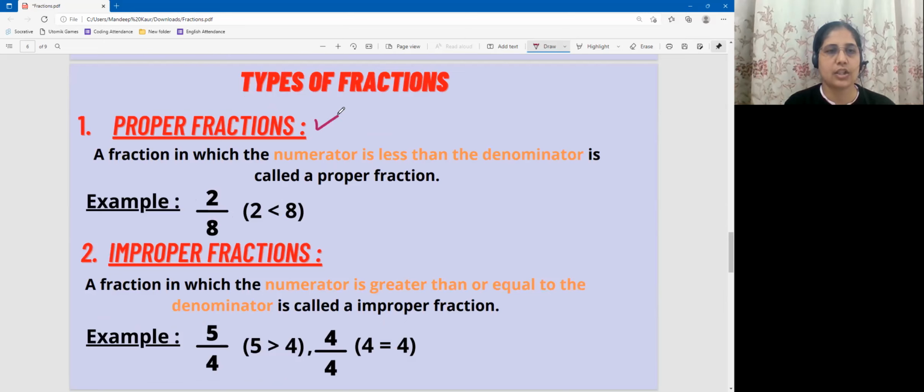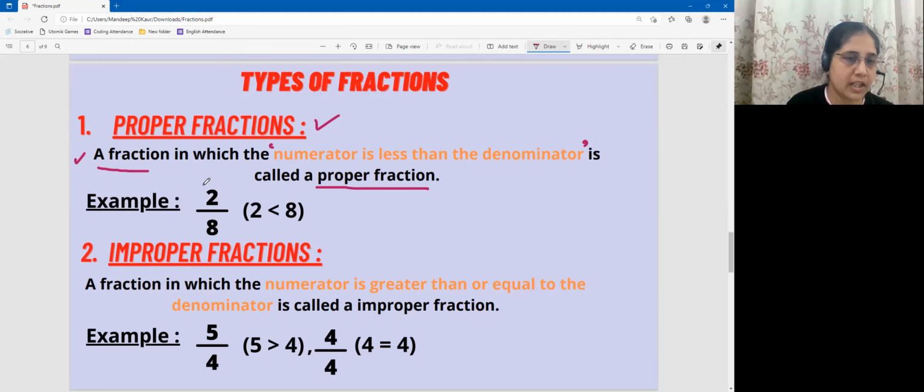The first type of fraction is the proper fraction. What is a proper fraction? A fraction in which the numerator is less than the denominator is called a proper fraction. Let's take a look at this example: 2 by 8. Here, what is the numerator? 2. What is the denominator? 8. We can clearly see 2 is less than 8, right? So a fraction in which the numerator is less than the denominator is known as a proper fraction.